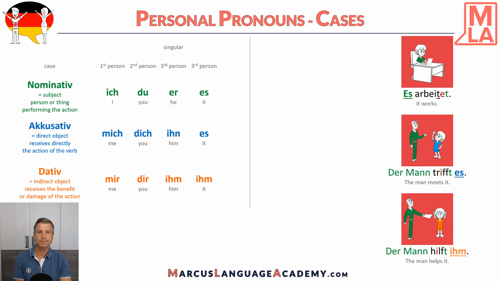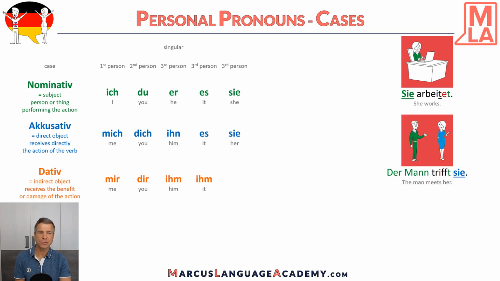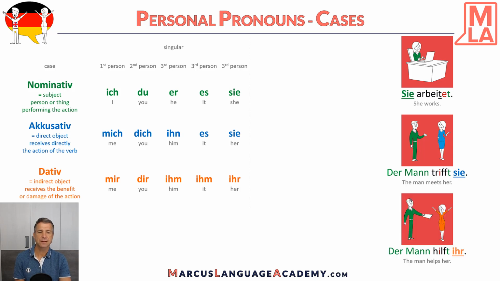And the feminine one, sie arbeitet, she works. In accusative, no change. Der Mann trifft sie, here still sie. And in dative case, der Mann hilft ihr. The man helps her. So this is the singular. So let's jump into the plural.